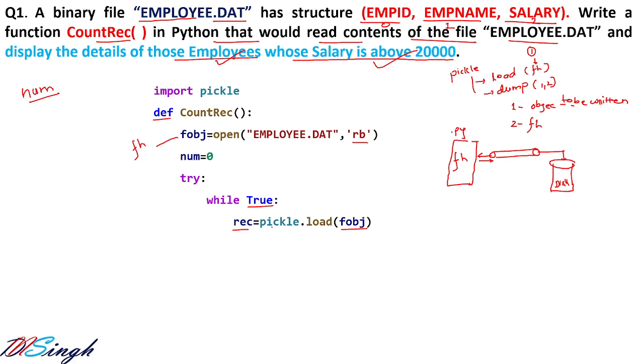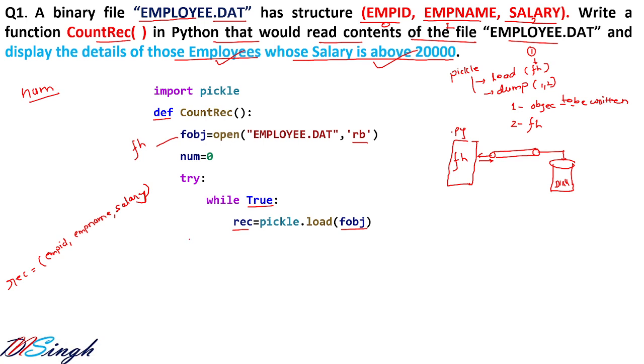Once we got that record in rec, what is the structure of rec? It will have employee id, employee name, and salary. So how will rec look? Rec will look like, okay, this is a tuple: emp id, emp name, and next we have salary. So this is our record.